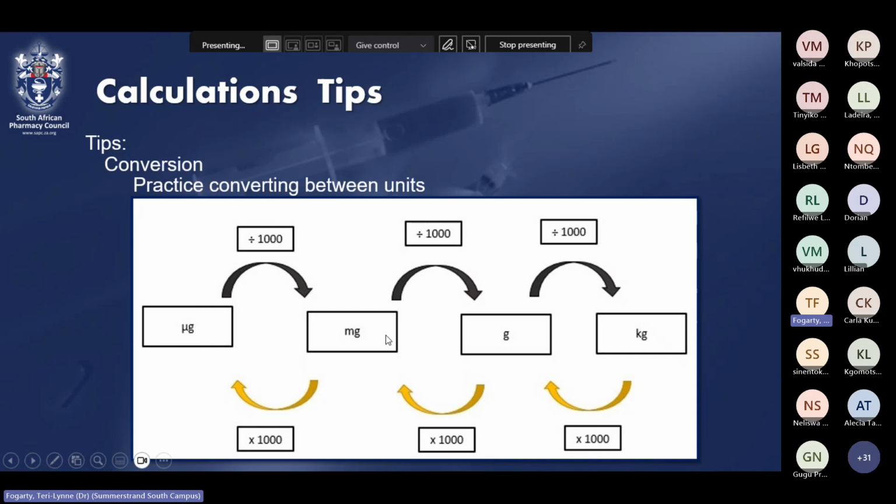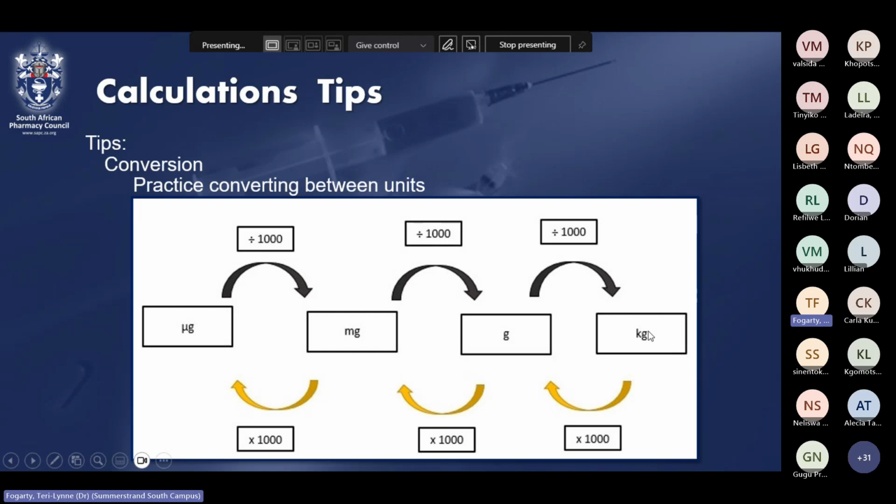0.0000001 kilograms. 1 milligram is 0.0000001 kilograms. Okay, so that's how this works. If I went from micrograms to kilograms, I would have to move my decimal place 9 places because there are 9 zeros.